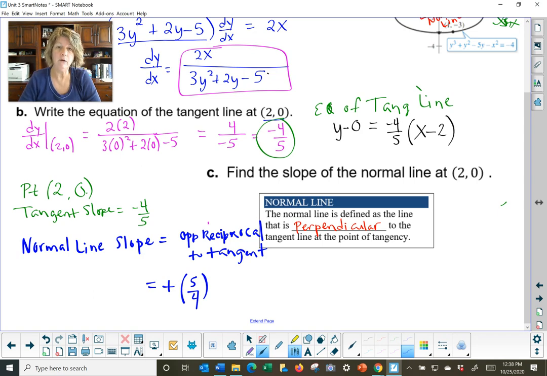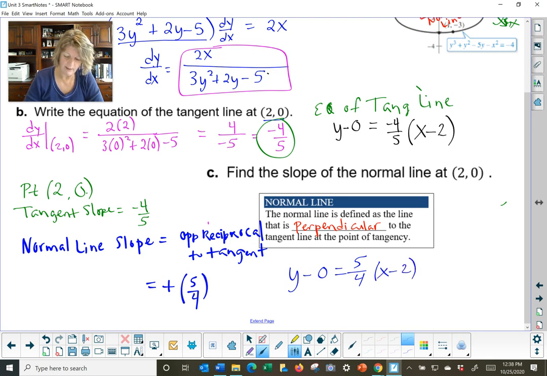Now can I write the equation of the tangent line? Or the normal line? Absolutely. y minus 0 equals 5/4 (x minus 2). And there you got it. If you want to make it look nicer, take out the minus 0, right? And there we have it. So not hard.